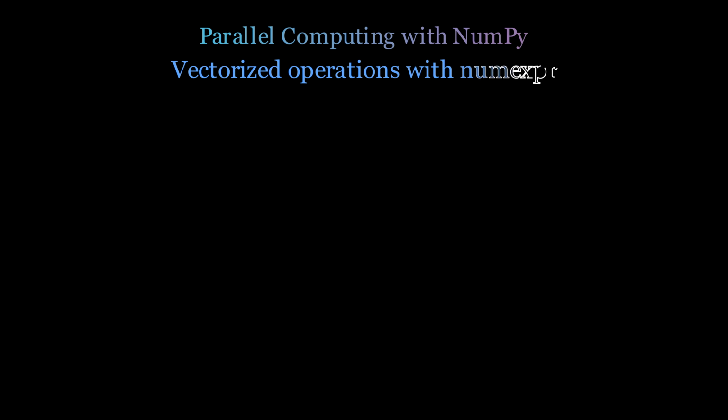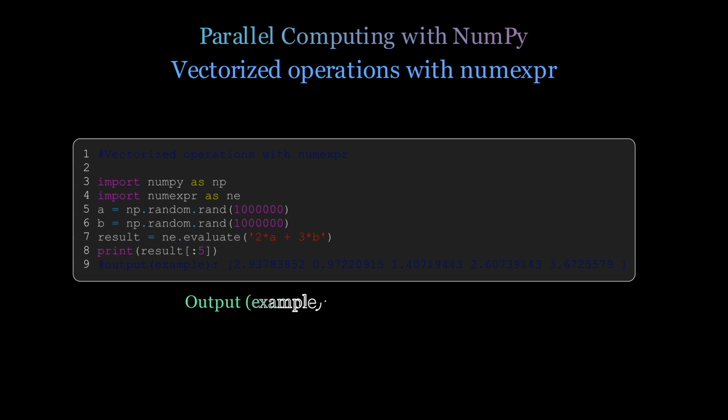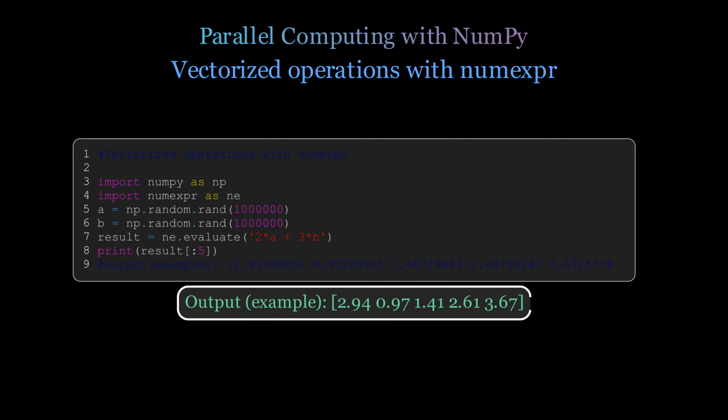NumExpr optimizes array expressions by compiling them and using multiple cores. Our example computes 2*a + 3*b for million element arrays. The key advantage? It avoids temporary arrays and automatically parallelizes the computation. The first 5 results show the weighted sum operation working correctly.